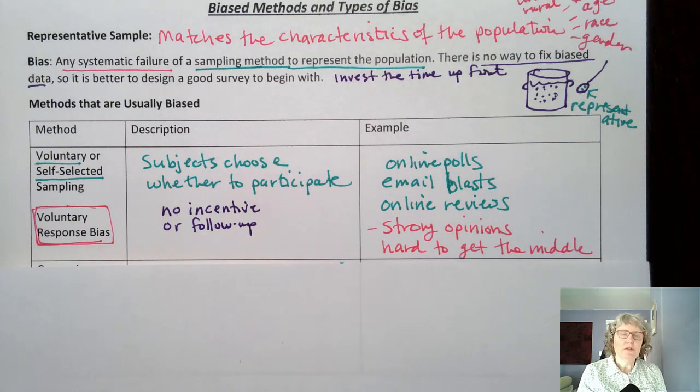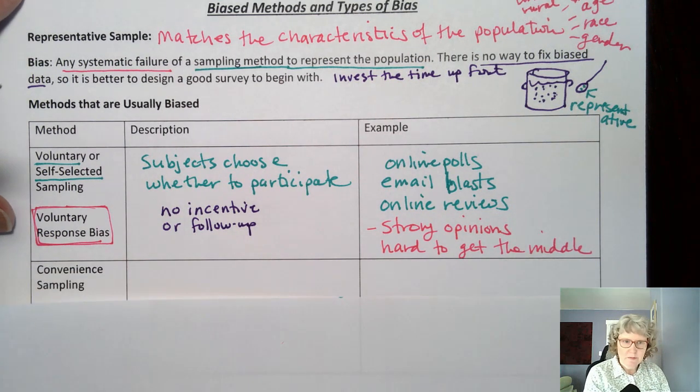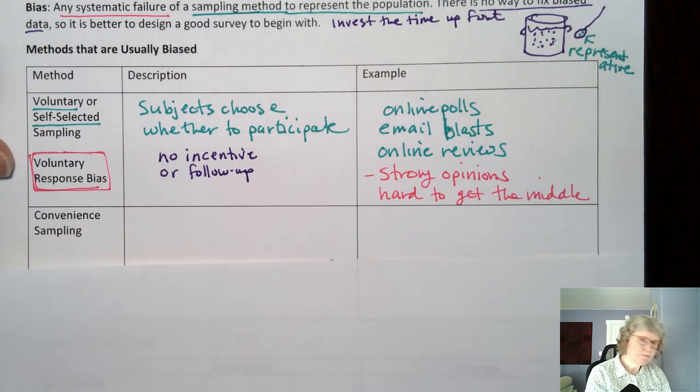You can get information, but you just need to be careful and take it with a grain of salt, because you might be seeing only the extremes, only the love it or hate it, okay? And we definitely could not then infer back to our population based on this, okay? So we could get some good qualitative data if we wanted that way.